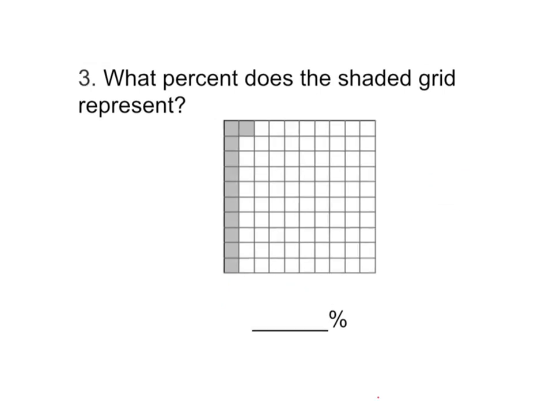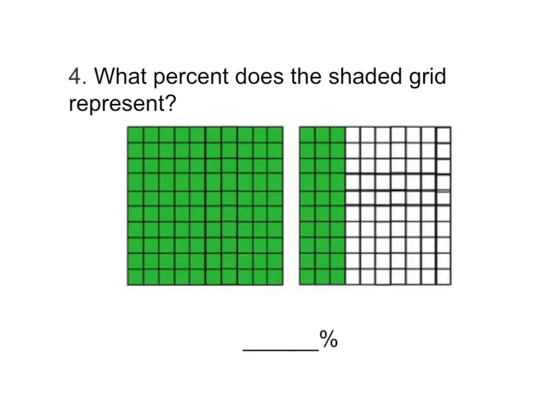Number 3, what percent does the shaded grid represent? Again, we're talking out of 100, and I have 10 plus one more, so I have 11 out of 100, which is 11%.